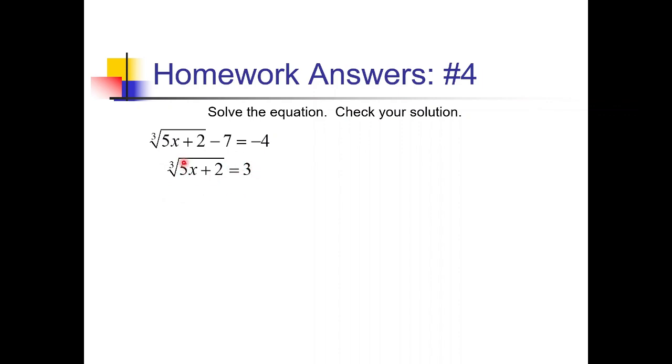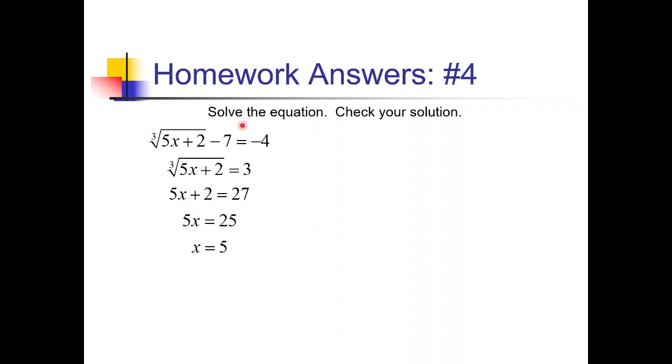That gets rid of the root on the left, giving us 5x plus 2. And 3 cubed on the right side is going to be 27. Next, let's solve for x. So subtract 2, that's 25. And then divide by 5, we get x equals 5.